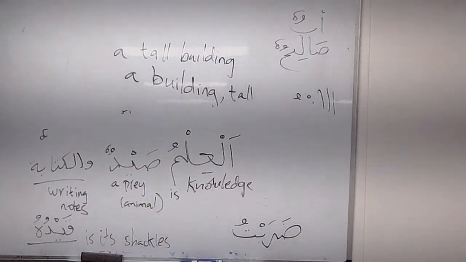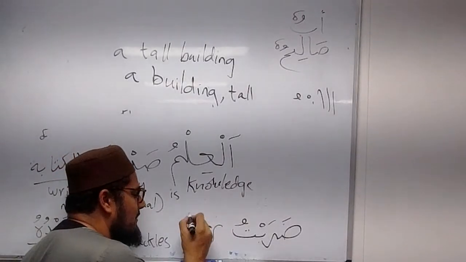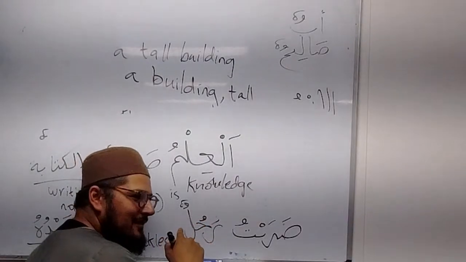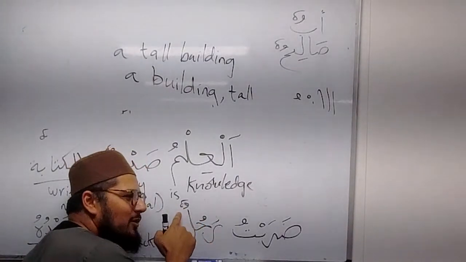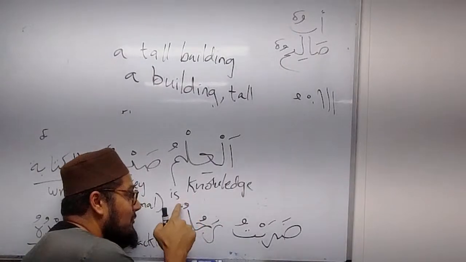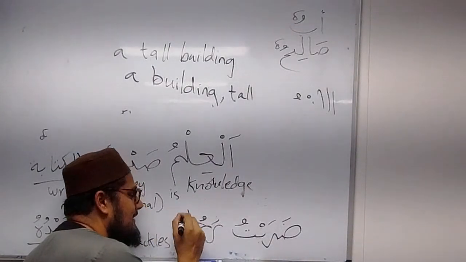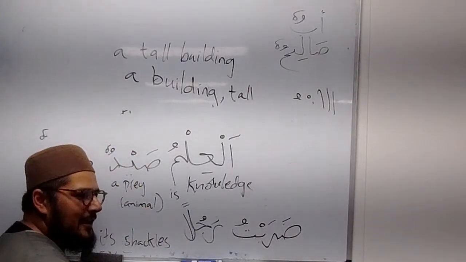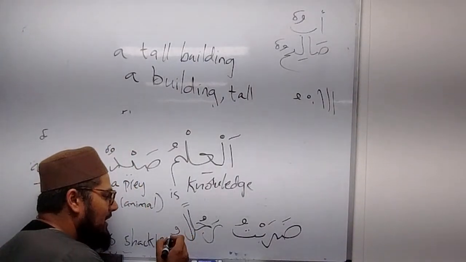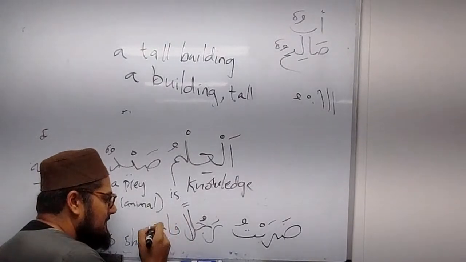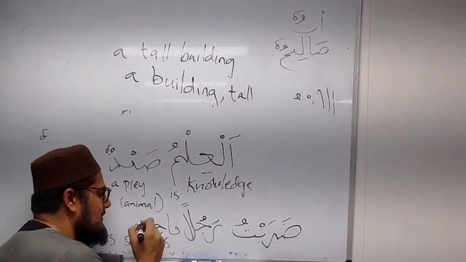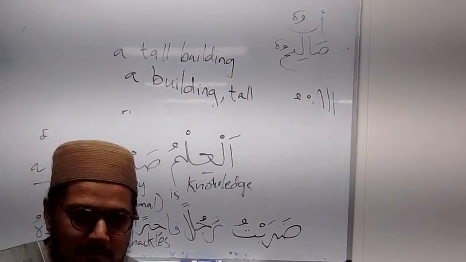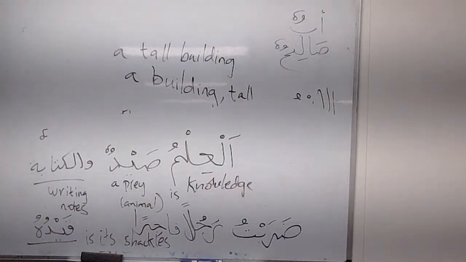Darabtu means I hit, but I can't say rajulun because remember, rajulun is in which state? Oh, it's in the Rafa state, which means this guy's doing the hitting. He's not. So how do we change that? Rajulan. Very good. And if this has a fatha at the end, the word describing it, which is fajr, must also end in fatha. So it'd be darabtu rajulan fajiran.